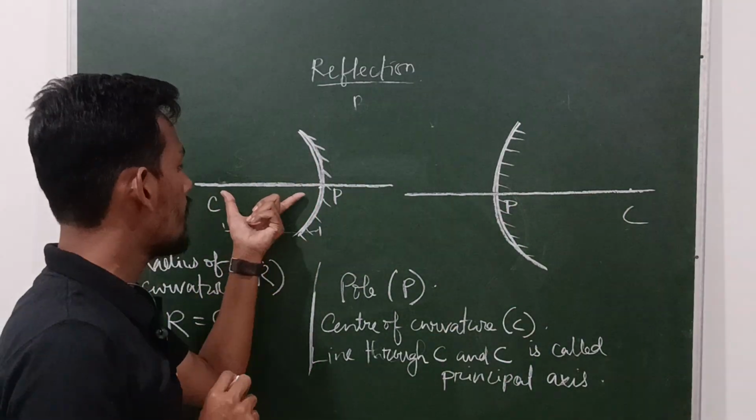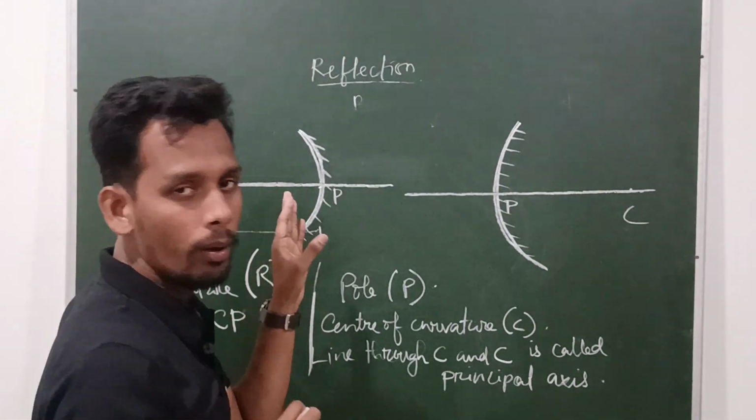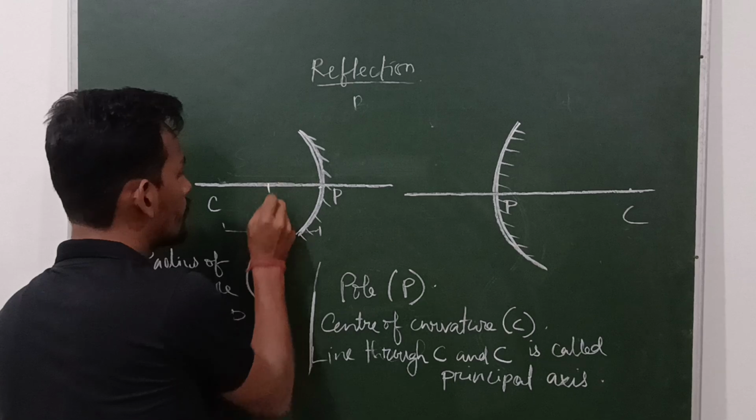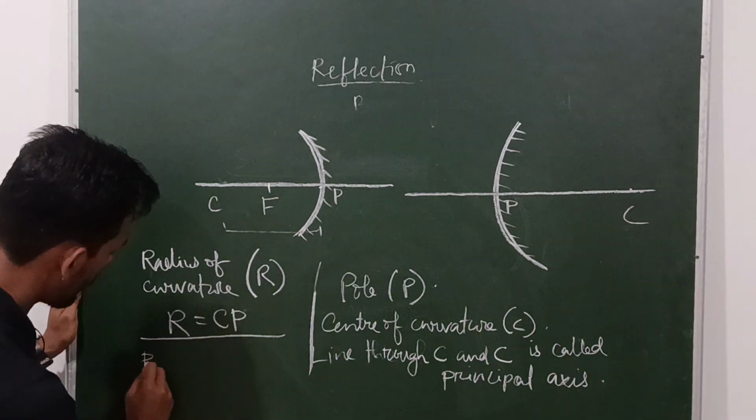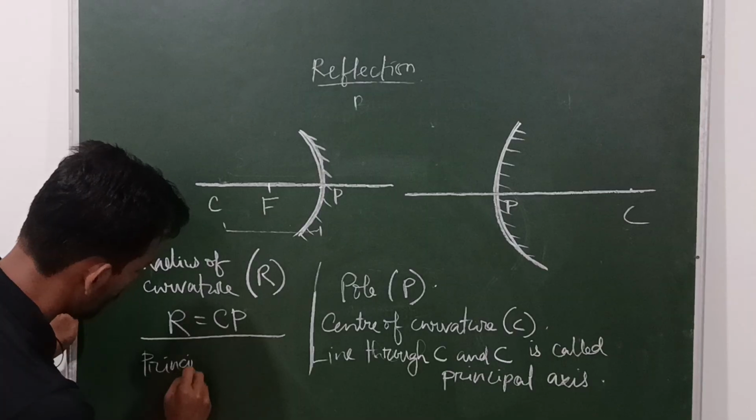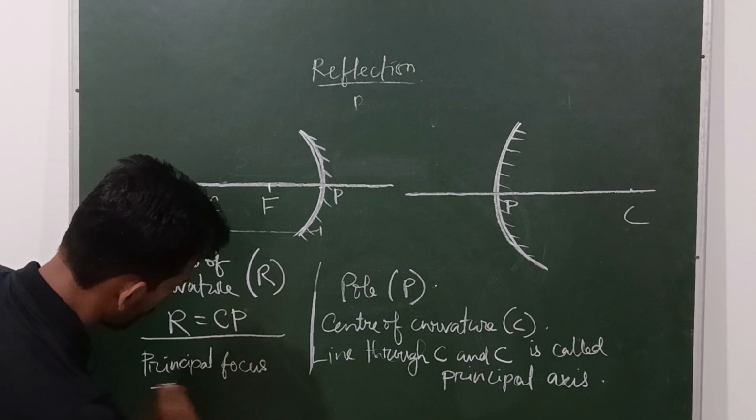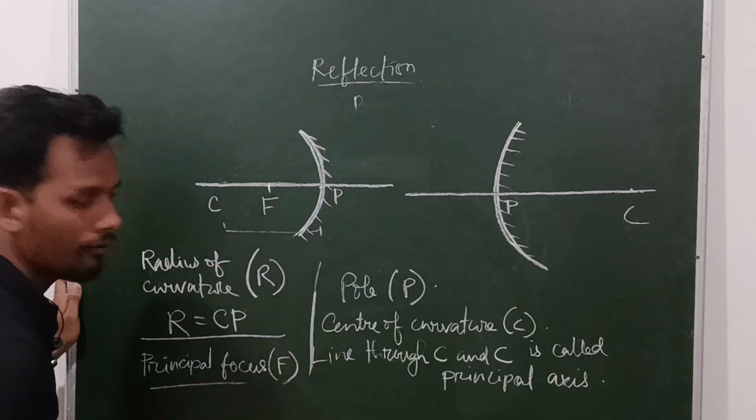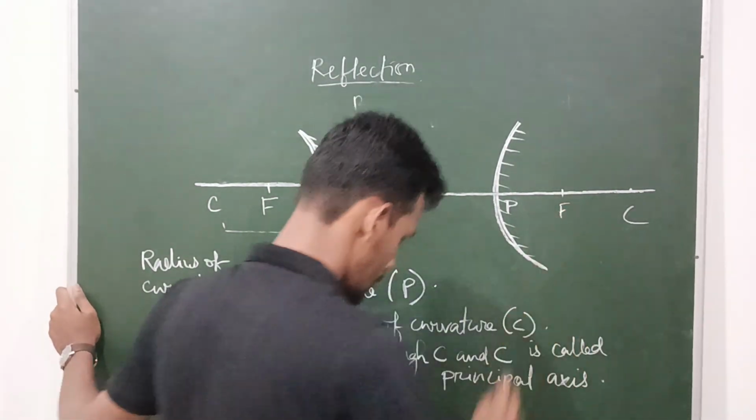So in between C and P on the principal axis, the midpoint of CP is called the focus point. It is also known as principal focus, which is termed as F. Same here, the midpoint of CP is called principal focus.